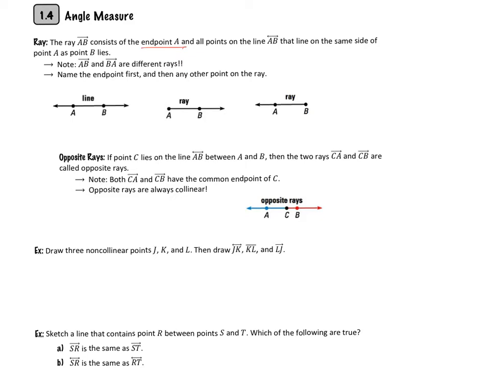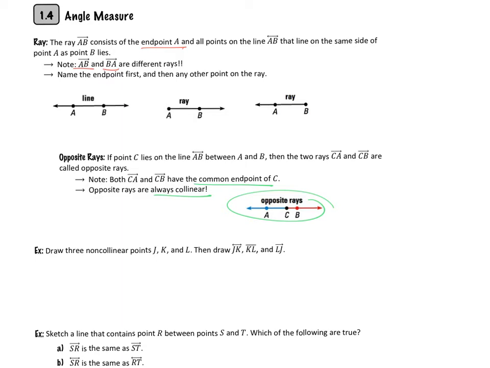Unlike with lines, where it didn't matter which point we put first when we named it, in this case, ray AB and ray BA are different. The endpoint comes first in the name, and then any other point that is on that same ray. Opposite rays have the same endpoint, but they go in opposite directions. So, by definition, they're always collinear. They make one line.